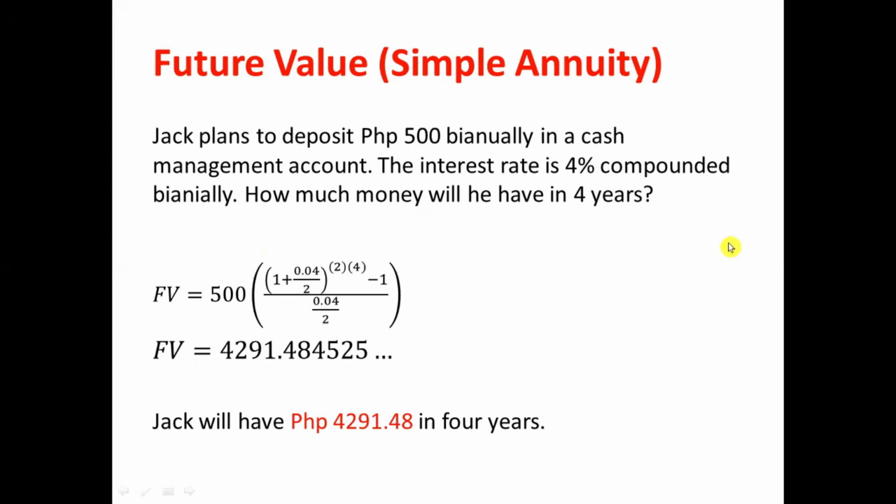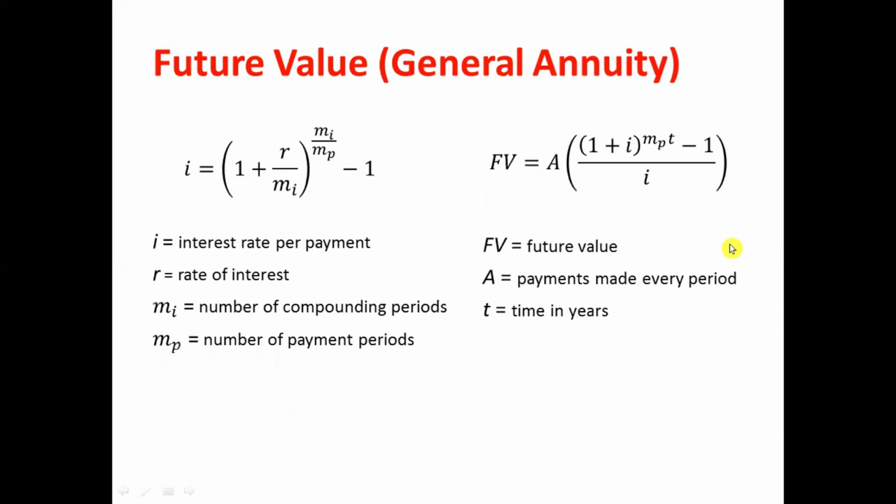Now, next naman is for general annuity. So for general annuity, we have an extra formula. We need to find I. And this is important, guys. I is very important sa general annuity. Since magkaiba yung payment intervals natin and interest application interval, we have M sub I and M sub P, and that is used to calculate for the interest rate per payment.